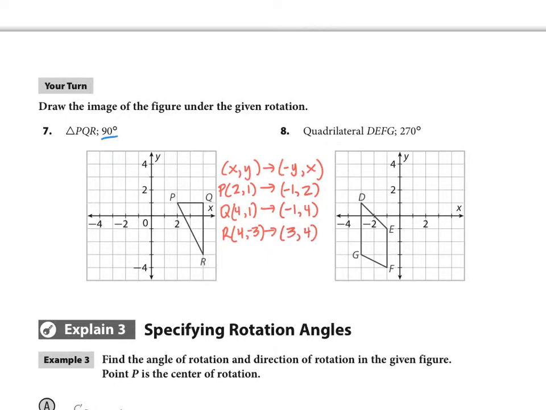So if we were to plot those points: negative 1 comma 2, negative 1 comma 4, and 3 comma 4. This is our image. Please make sure you are labeling your image with P prime, Q prime, and R prime, or whatever letters they are. It's very, very important so we know which point in the pre-image goes to which point in the image.